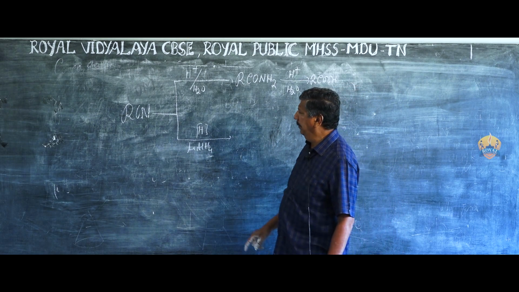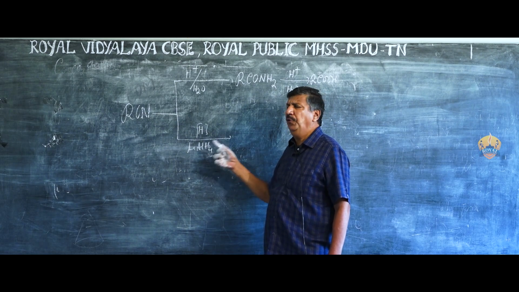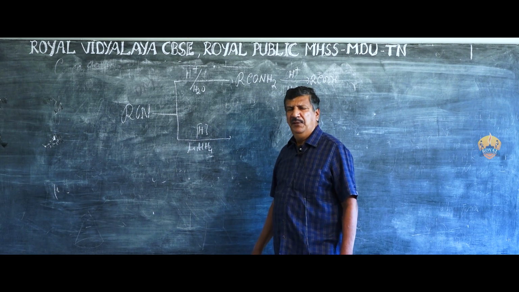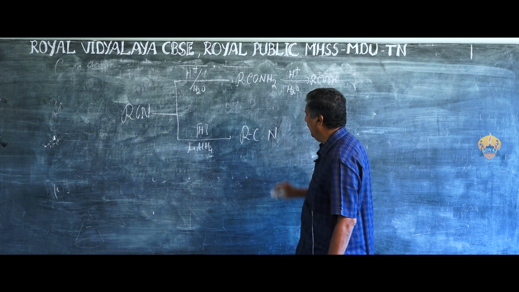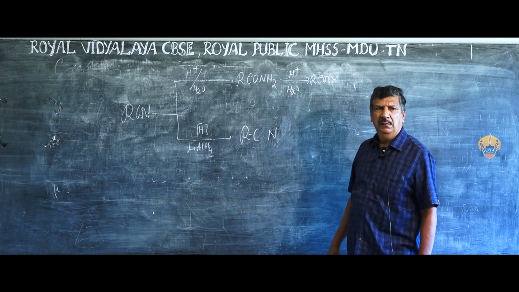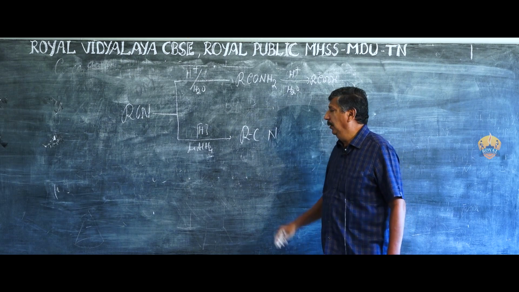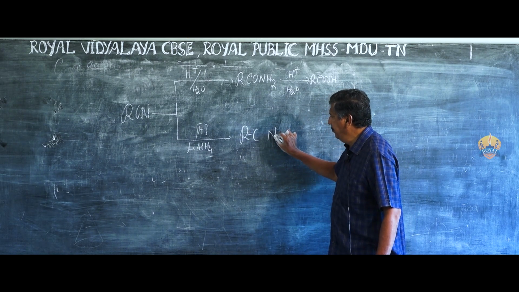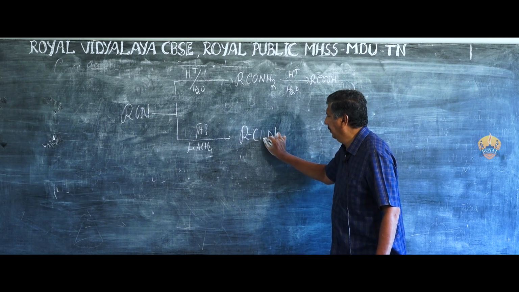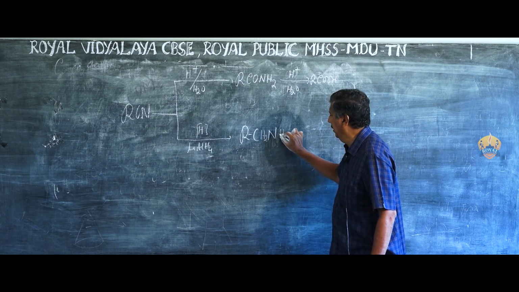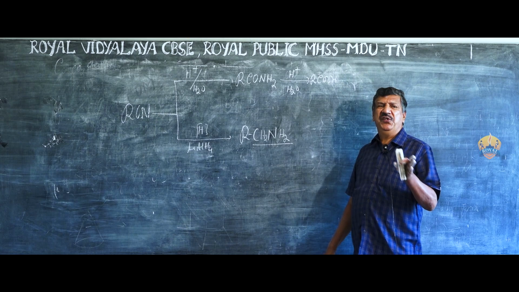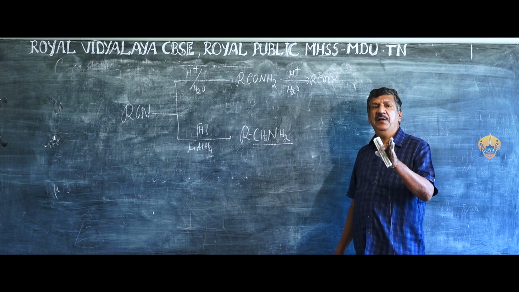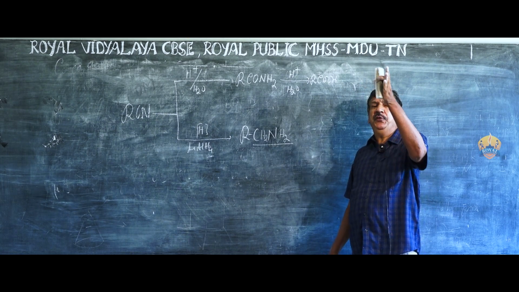Okay, what happens when the cyanide is reduced? I am writing the same CN but with hydrogen. So, what will be the product? The CN will be converted into CH2NH2.